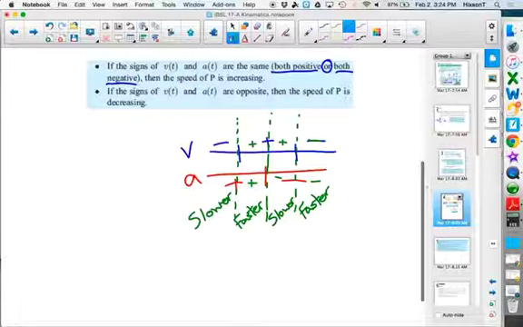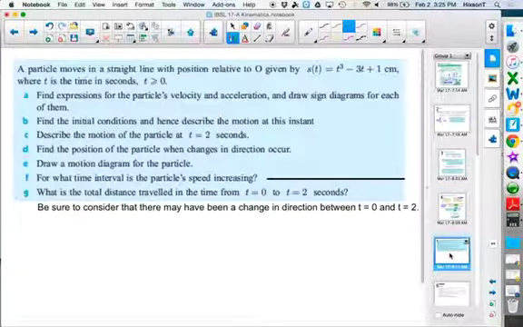So anytime they're working together, both signs the same, you're going to go faster. Anytime the signs are opposite, then the speed is going to decrease. We're going to go slower, because those are working against each other. Now, let's take one of these all the way through.